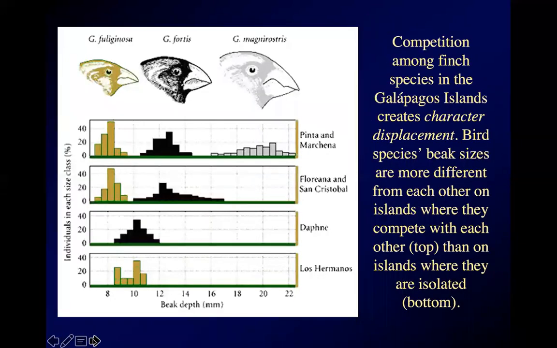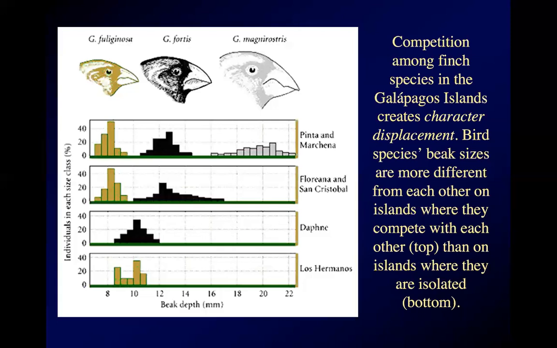Okay. One of the fun things that competition can do is create something called character displacement. You've got three heads of three different Galapagos finch species: small-beaked, medium-beaked, and large-beaked. If you look at the bar graphs below, you'll notice that there is only the small-beaked ground finch on the island of Los Hermanos. And on the small island of Daphne, there is only the medium-beaked ground finch.